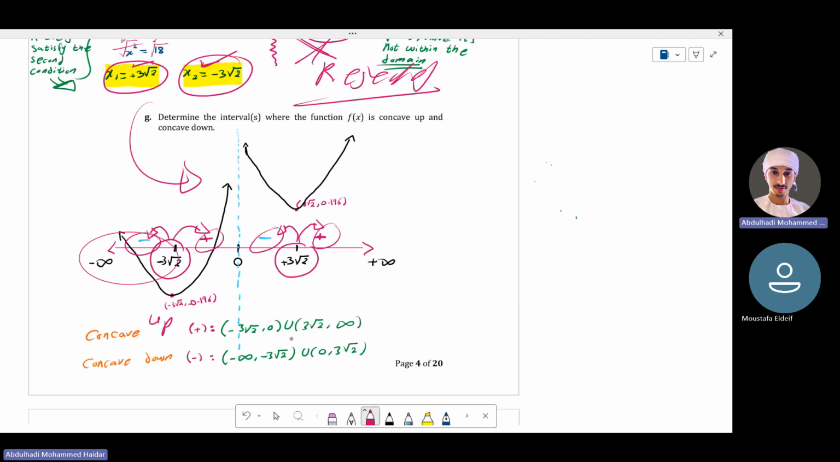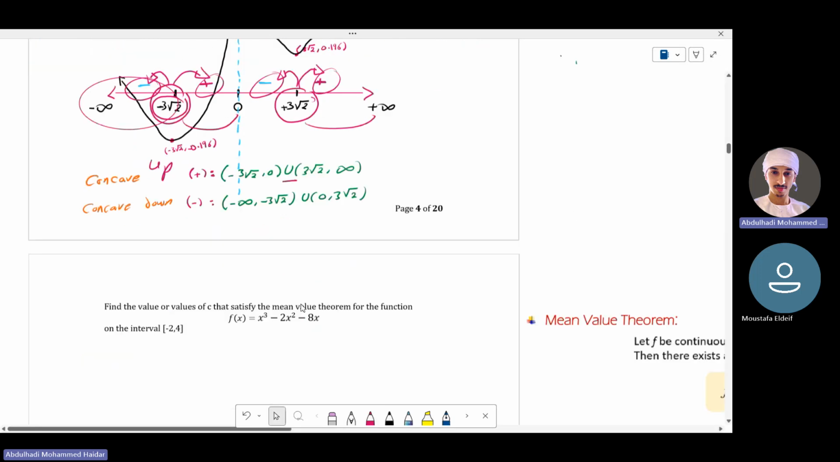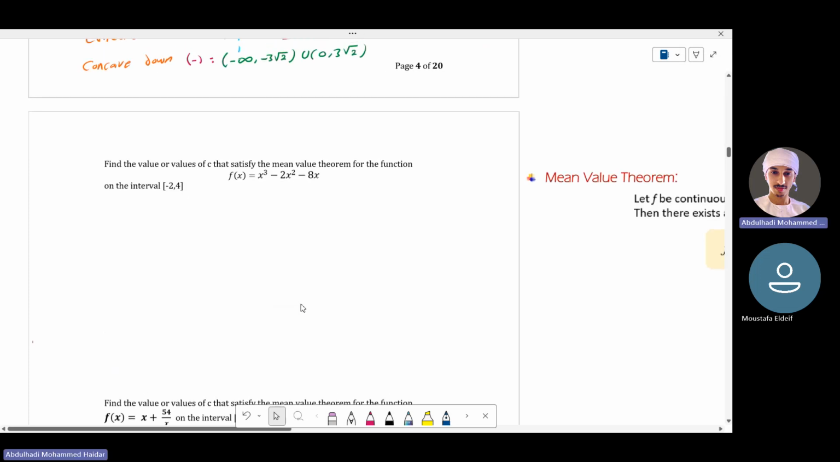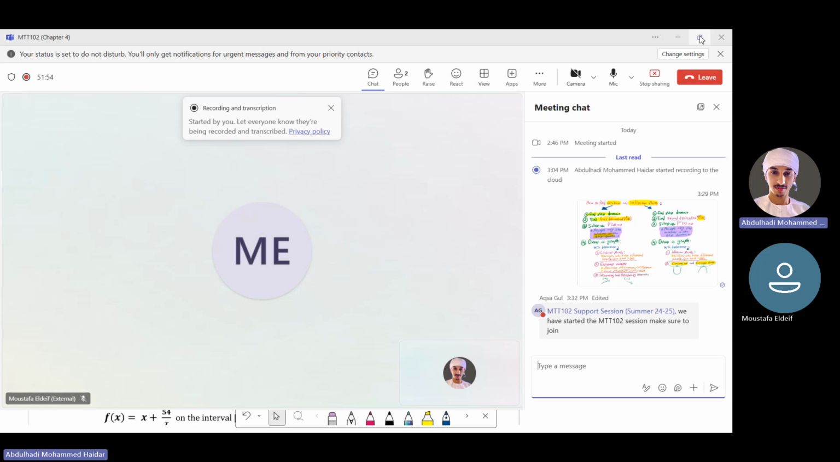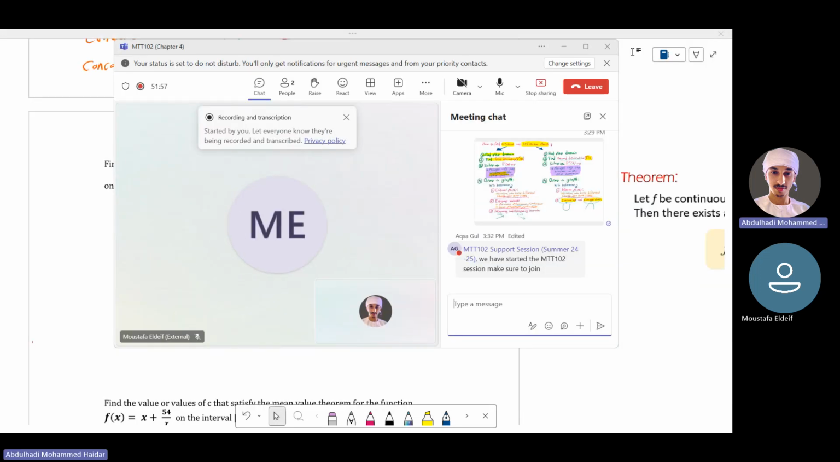So the concave up is the positive sign. So this one from -3√2 to 0, and from 3 to positive infinity. The concave down is only the negative signs. So concave up is like increasing, the positive sign. Concave down is like decreasing, the negative sign. So this is the first question for the critical and inflection points. If you have any questions, just ask.